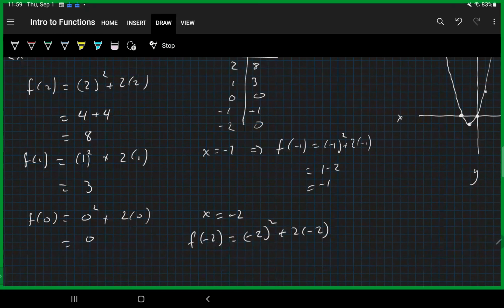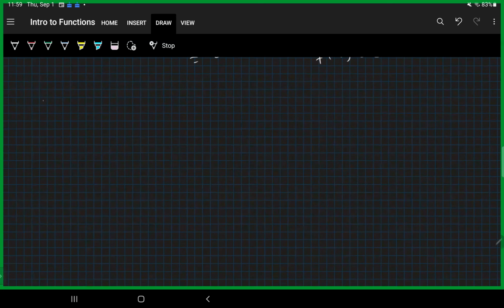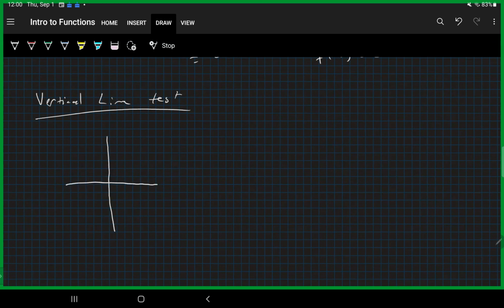Real quick, I want to talk about the vertical line test. If we just look at some pictures, if I were to have a graph of a straight line, this passes a vertical line test with flying colors, and straight lines almost always do.